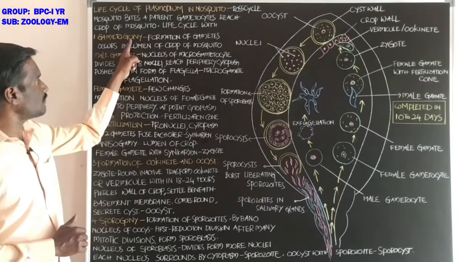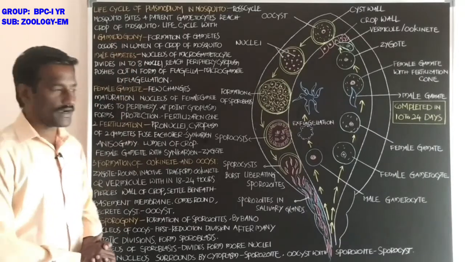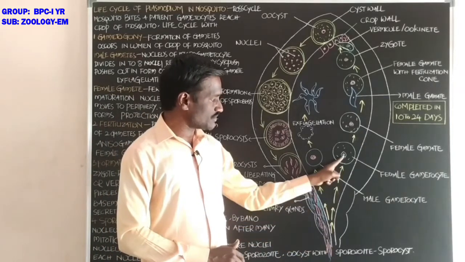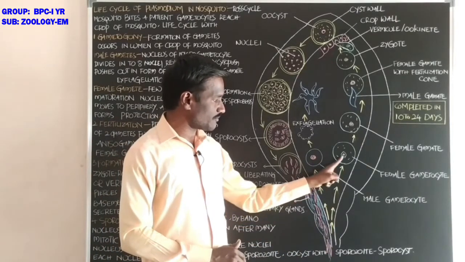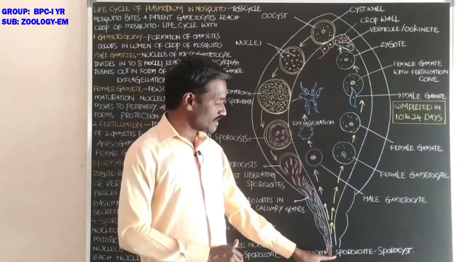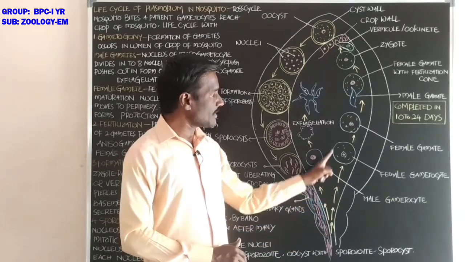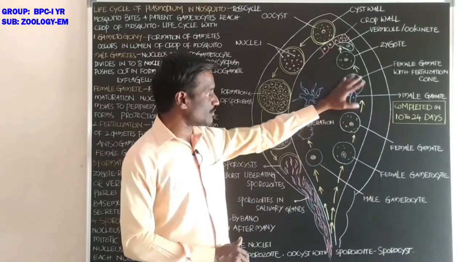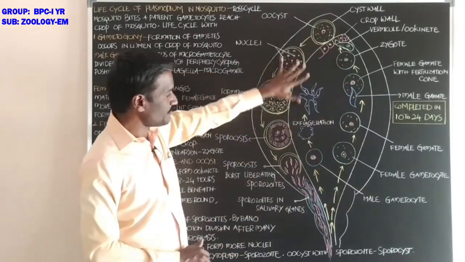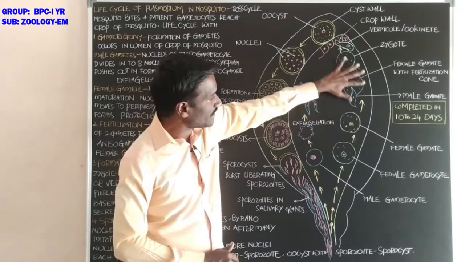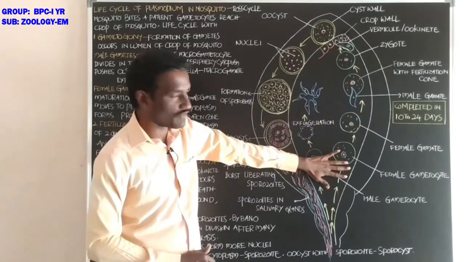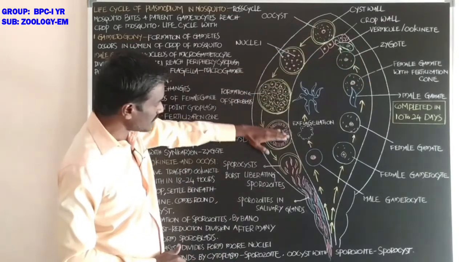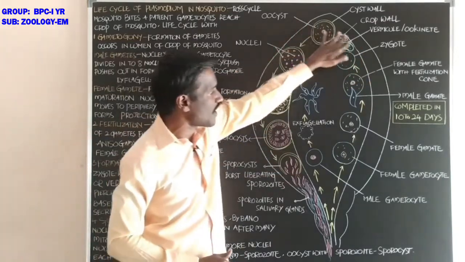Students, first let us discuss gametogony. The male gametocytes and female gametocytes enter the lumen of the crop of the female Anopheles mosquito. This is the crop, students. This is the lumen of the crop of the mosquito. This is the crop wall, the inner part of the crop wall.